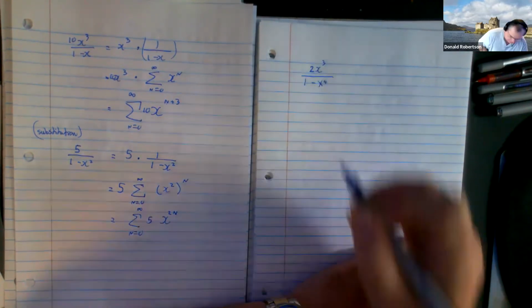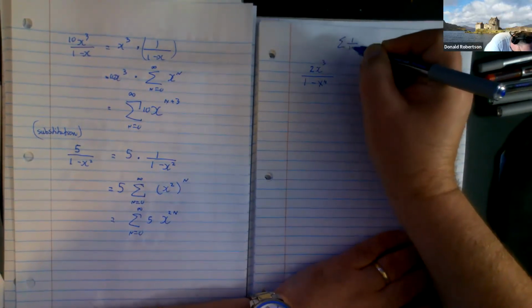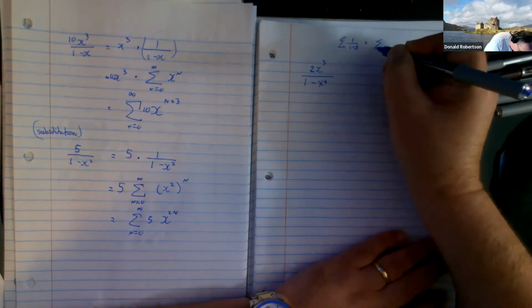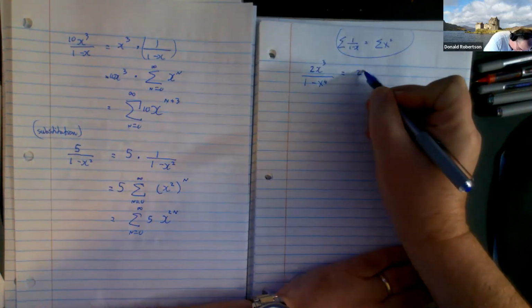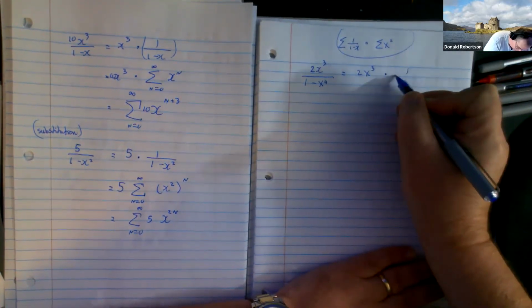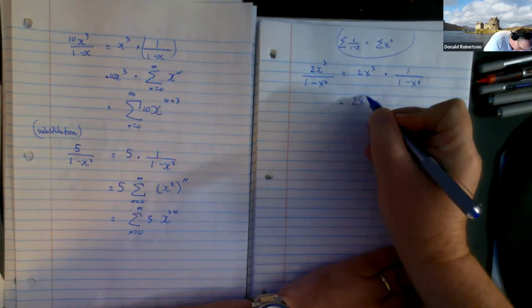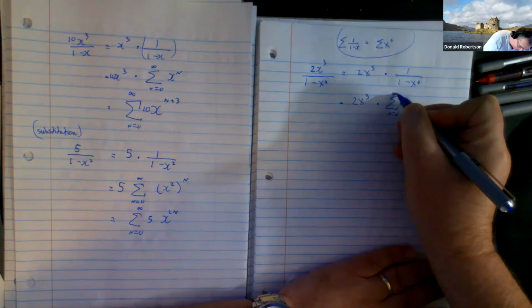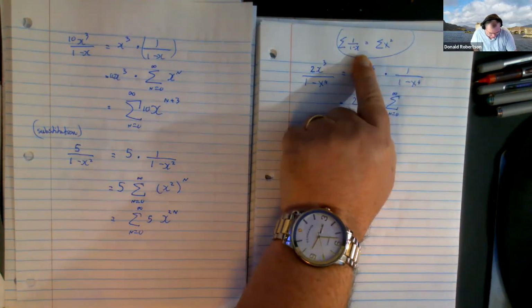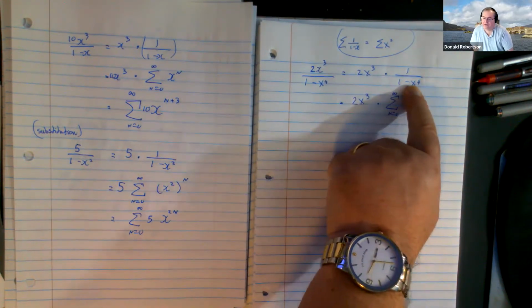2x cubed over 1 minus x to the 4? I'll put up here the one I'm going to be using. I'm going to be doing some substitution with it. It's going to be 2x cubed times 1 take away x to the 4. So it's going to be 2x cubed times. Okay. What do you replace this x by to get this?